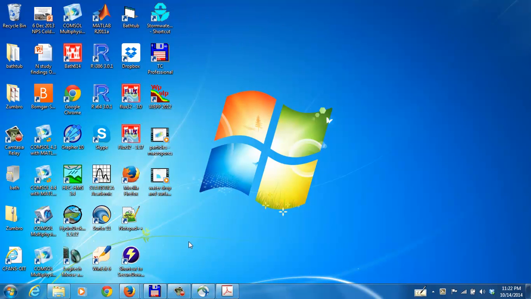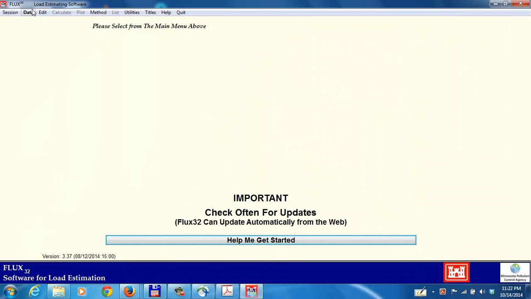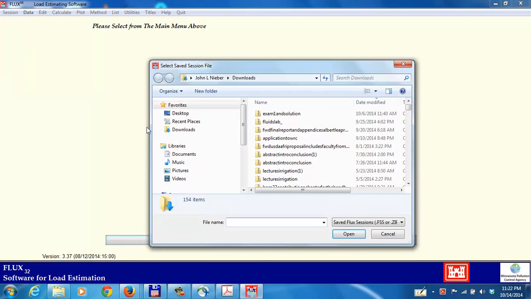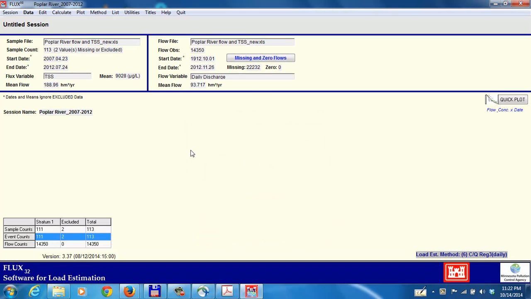This video is going to illustrate the application of plotting in the FLUX model to show some of the graphs that are useful in navigating your way through the application of the FLUX model. Again, we'll open FLUX version 3.37. And we'll open the saved session that we were using before. So again, we're looking at sample dates from 2007 through 2012, and the continuous flow record is 1912 through 2012.